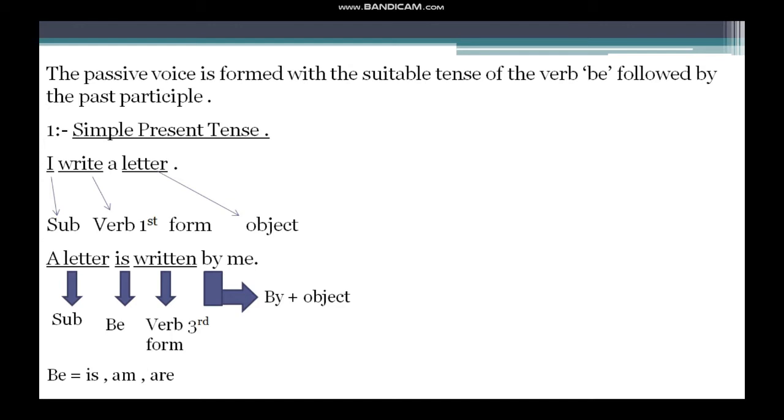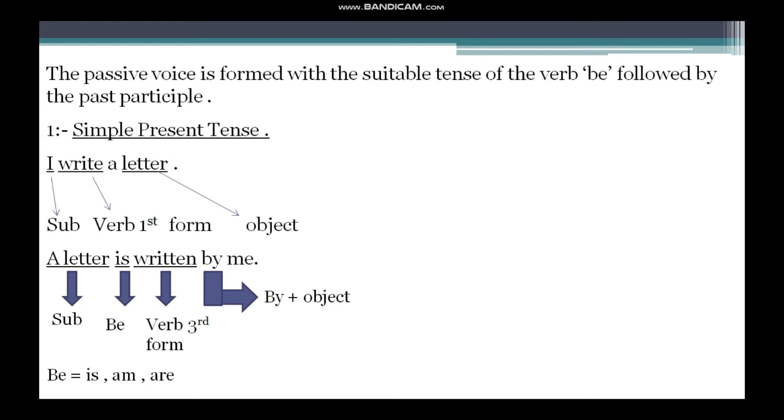For example, simple present tense: I write a letter. In this sentence, I is the subject, write is the verb first form, and a letter is an object. But when we change this sentence into passive voice, it will be: a letter is written by me. So in this sentence, a letter, which was an object, I have kept at the subject place.